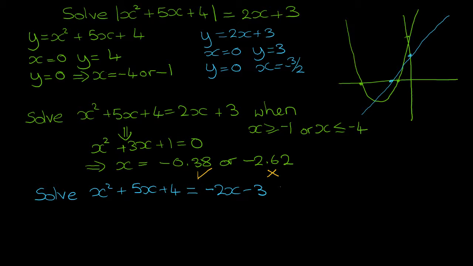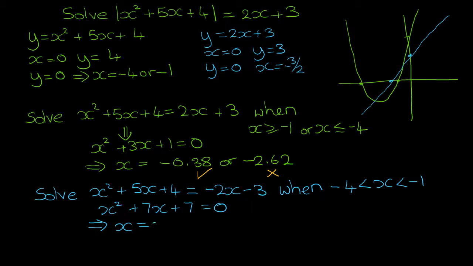So we've got x squared plus 5x plus 4 equals minus 2x minus 3. And that happens when x lies between minus 4 and minus 1, because that's where it's negative. So we've got x squared plus 7x plus 7 equals 0 when we tidy that all up. And that leads to x equals minus 1.21 or minus 5.79. So let's check them out. So minus 1.21, that does lie in the region, but minus 5.79 is less than minus 4, so it doesn't fit the region.